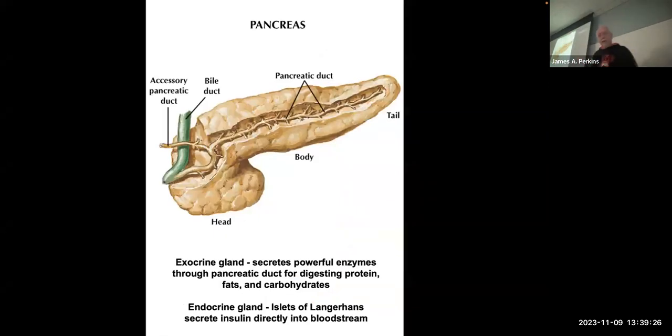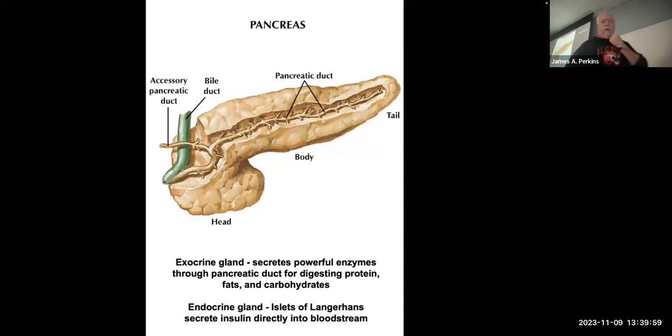So the pancreas itself is a two-part organ. It's a double organ. It's a gland, but it includes both an exocrine gland and an endocrine gland. An exocrine gland is any gland that produces something that drains through a duct, typically into some other organ or into some space. So your salivary glands, for example, produce saliva that drains through ducts into your oral cavity.